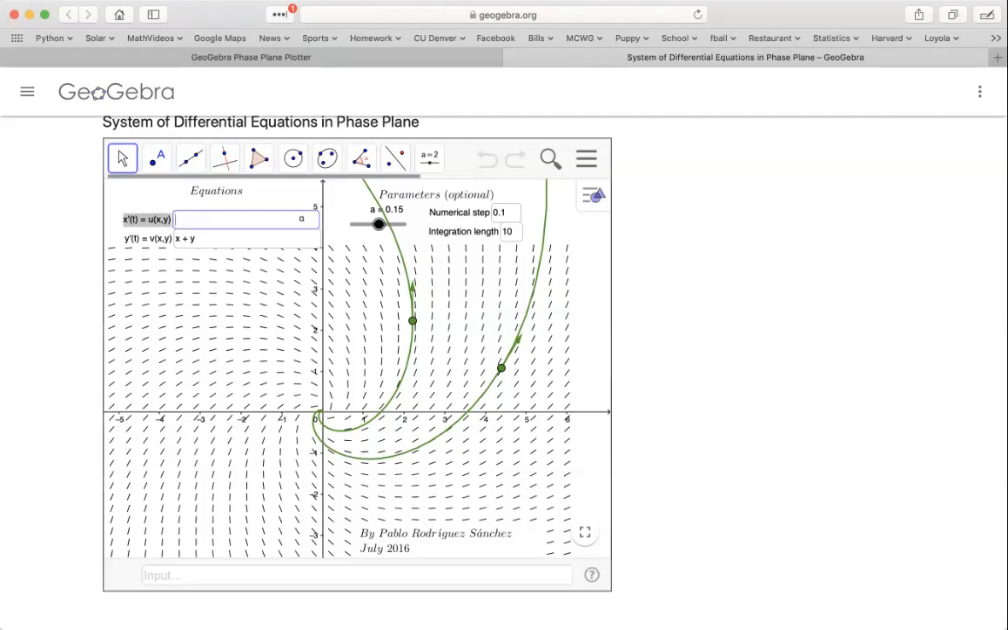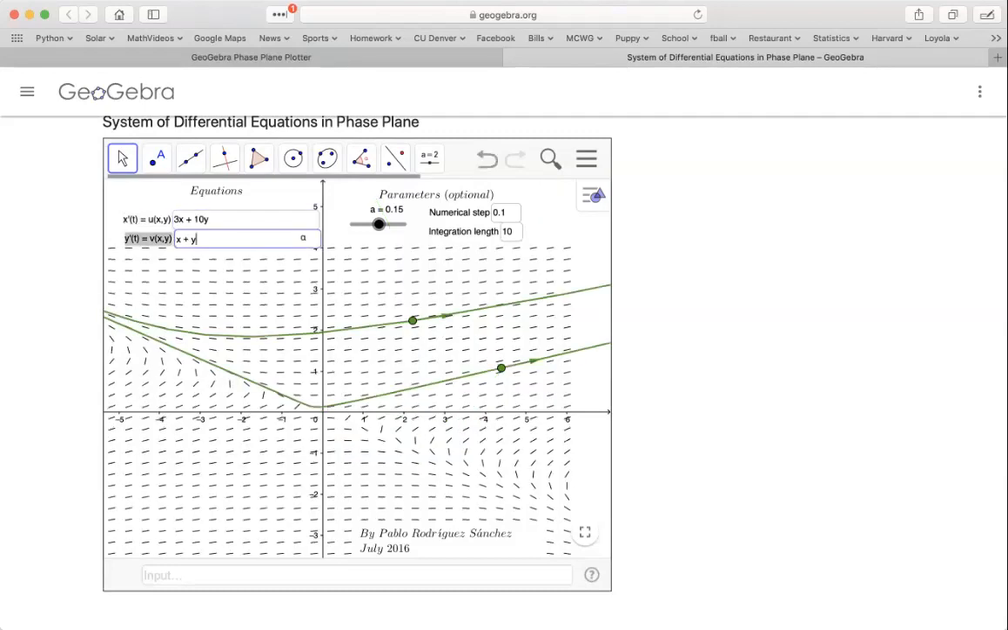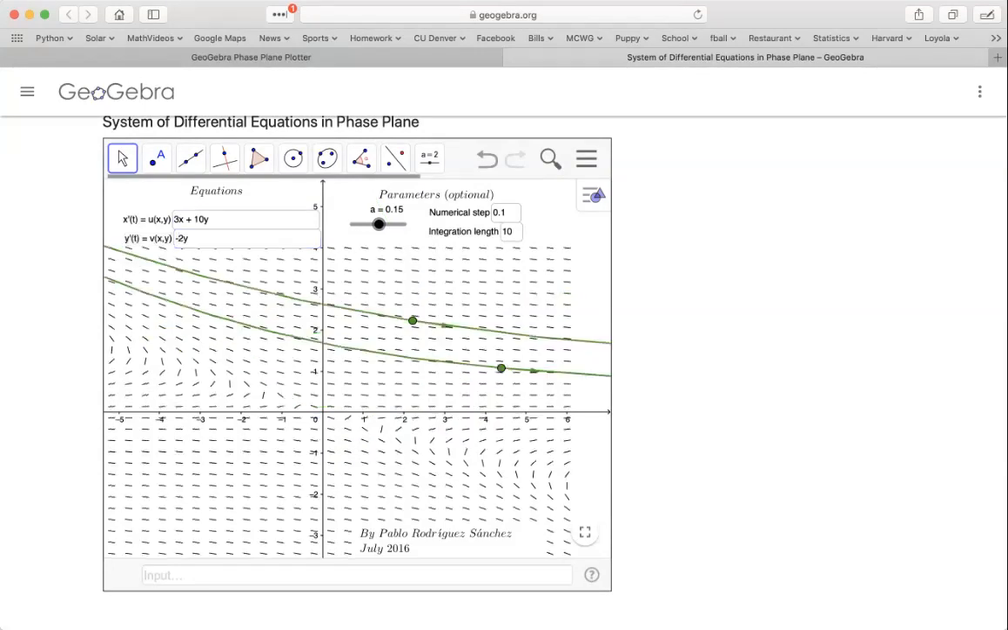So I've opened this up and there's a default system in here that you would want to adjust. So we're working with the system x prime is 3x plus 10y. So I'm going to type that in there. And the y equation for y prime was minus 2y. I can type that in there. And now I can drag these points around in the phase plane and then see, if I have an initial condition that starts at this point, what is the solution through that point going to look like? And the arrow also tells us the direction that we're moving along that curve.